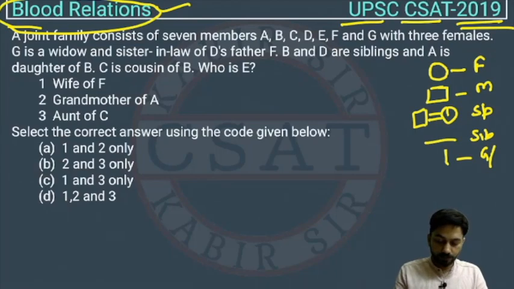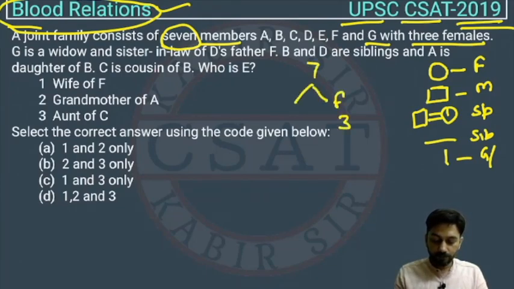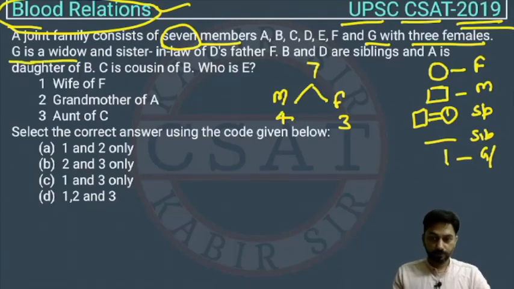So now let's read the question. A joint family consists of 7 members: A, B, C, D, E, F and G, with 3 females. So there are a total of 7 members, and out of these 7, females are 3, so males will be 4. Now let's draw the family tree.